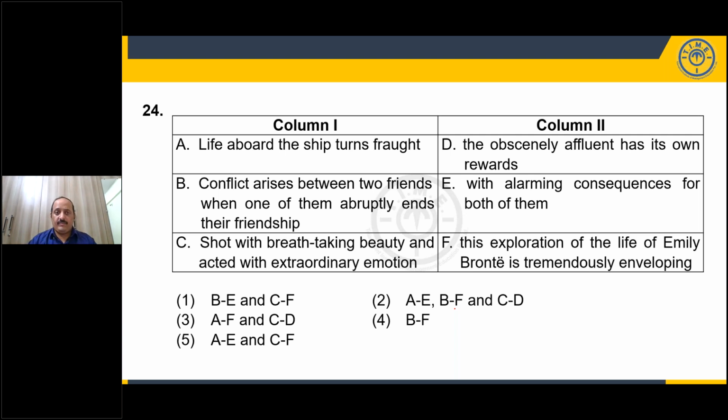Now, one way of solving this could be, I check A, D, A, E, A, F, B, D, B, E, B, F, C, D, C, E, C, F. I'm talking about 9 permutations and combinations, but that will take a lot of time.